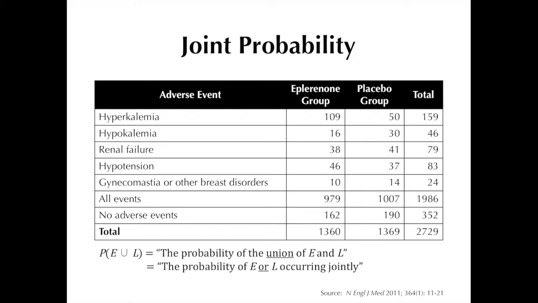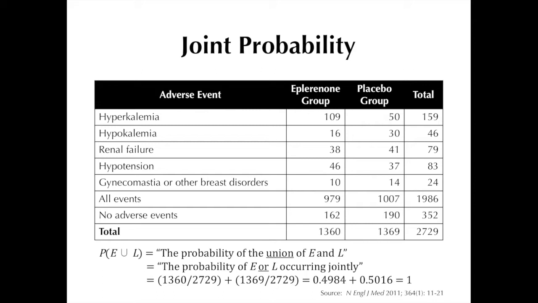And since the selection will be made from the total set of patients, the denominator for each probability is 2,729. Now, adding these marginal probabilities together, we get an overall probability equal to 1. Thus, when we select a patient at random from this group of 2,729 patients, we are absolutely certain that this patient will belong to either the placebo group or the eplerenone group.